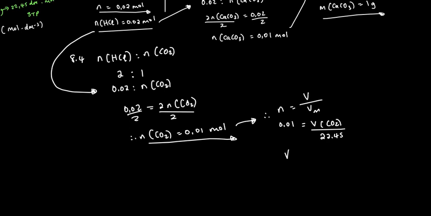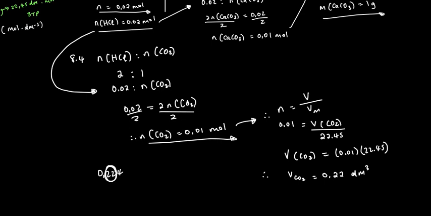Then we cross multiply: the volume of that carbon dioxide gas would be equal to 0.01 multiplied by 22.45. What do you get? I get 0.224. Now remember, two decimal digits. So do we round up to the whole number? My calculator gives me 0.224. If it gave you 0.224, remember we need two digits after the comma.